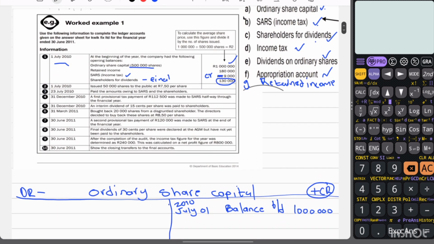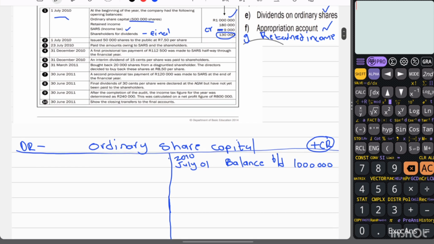Okay. Let's go to information number 2 now. On 1 July 2010, issued 50,000 shares to the public at 7.50 per share. So now we are issuing further shares to the public. Obviously, when we are issuing shares, the company is going to receive money, and that money will go to the bank. So here our ordinary share capital is affected. Still 2010, still July. I will just write the July here. The date is the same.